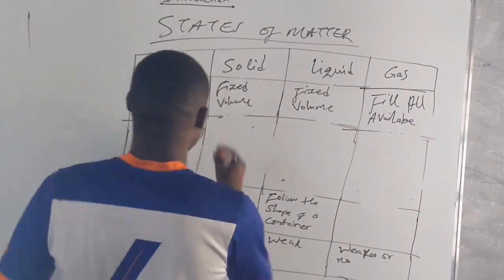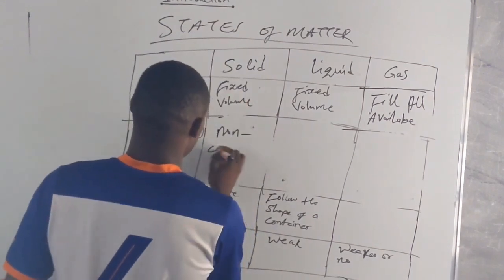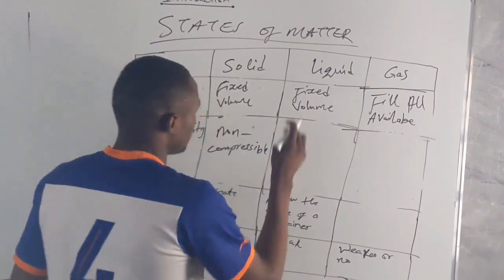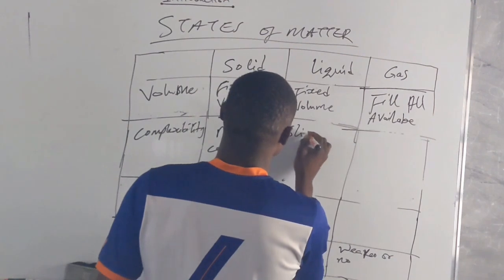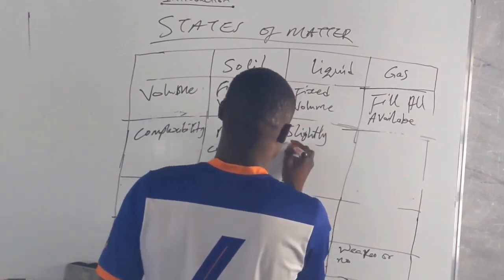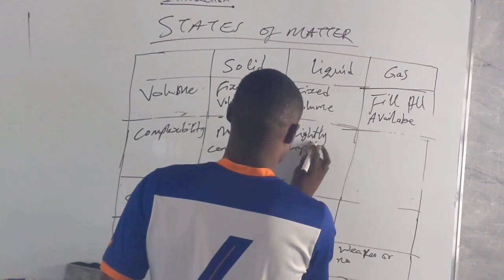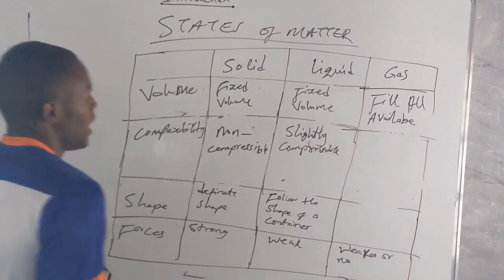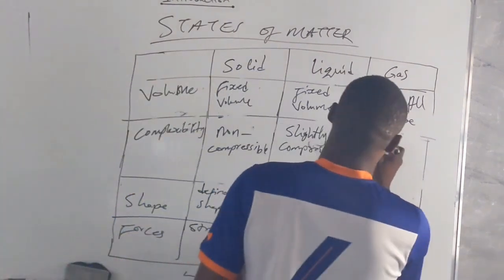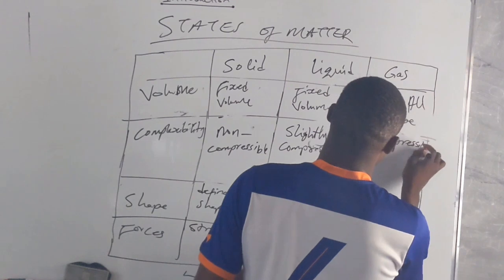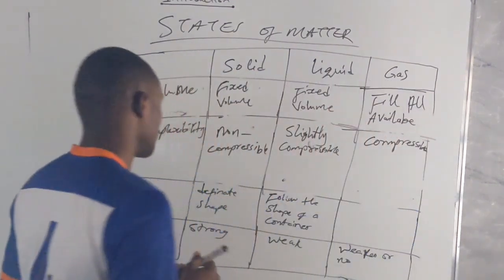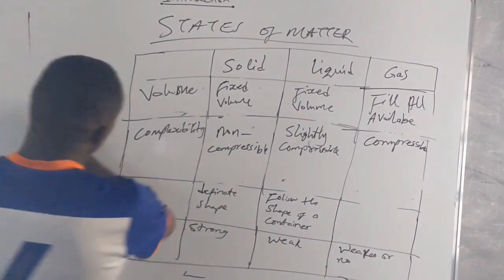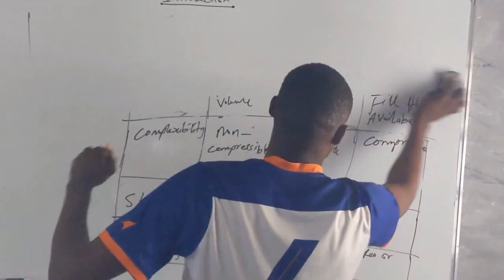Okay, so these solids are non-compressible. You can't compress these solids. Liquids are slightly compressible. Coming to the gases, these are compressible. Alright, now, after looking at the states of matter, let's see the changes of states of matter.